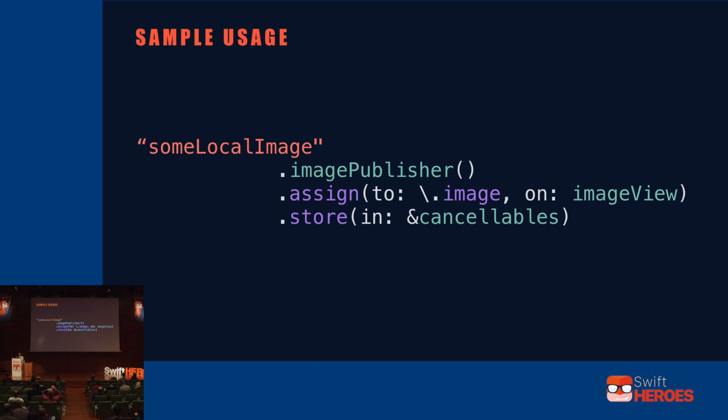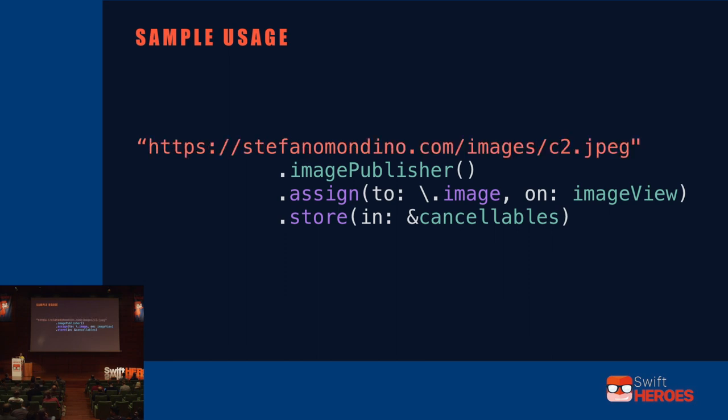It's so simple. I have wrapped the concept of transforming a string into an image in four lines of code, and I can reuse it not only across the same project, but across each kind of project. It's very, very powerful. And the important thing is that the moment I change the string into an actual URL, there's no change at all. I will have some kind of delay because I will have to download the image from the net, but at the end I will always get the image.